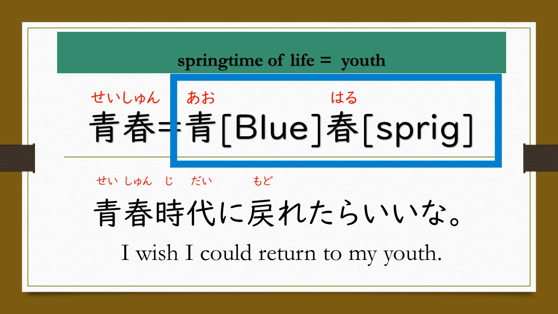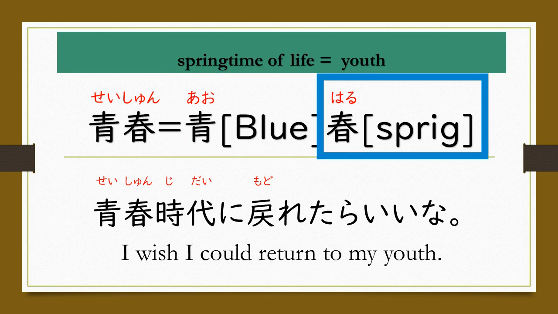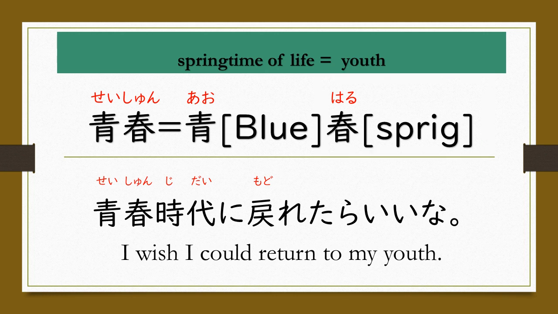Next, springtime of life equals youth, 青春。Look at the meaning of each kanji. Sei, ao, is blue, and spring, haru. In Japanese, ao can be used to describe not complete, not mature. When you are young, you are still trying to become an adult, so not complete, not mature. That's why seishun has ao. And spring, as a nature, we enjoy the time of the year. In that way, seishun equals youth makes sense.